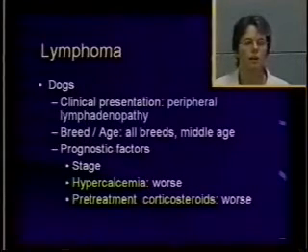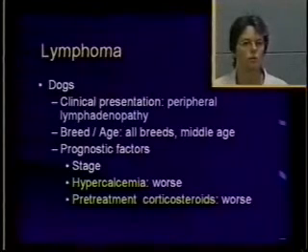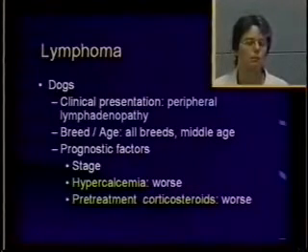Animals that present that are hypercalcemic tend to have a worse prognosis. Those tend to be T-cell lymphomas, which we know are less chemotherapy responsive. Animals that have received corticosteroids prior to the diagnosis of lymphoma and prior to the institution of chemotherapy also have a shorter predicted lifespan, because use of the corticosteroids activates the multi-drug resistance gene, which allows the tumor to become resistant to a number of the chemotherapy drugs.